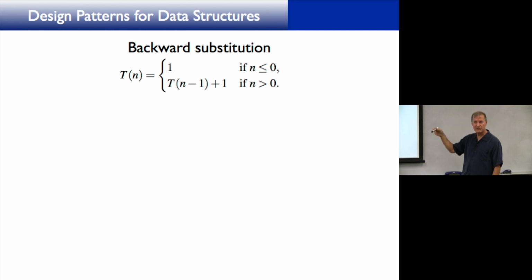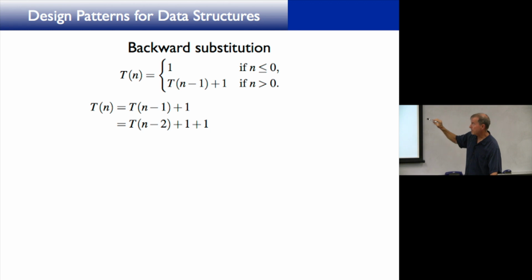T of n is some function of n, not in terms of itself. Are you with me? So let's just start with T of n and proceed systematically. What does this say that T of n is? It says it's T of n minus 1 plus 1. But that's T of n minus 1. Now, what does this recurrence say that T of n minus 1 is? It's T of n minus 2 plus 1. So it's T of n minus 2 plus 1, and then plus another 1. Does everybody see that it's this?